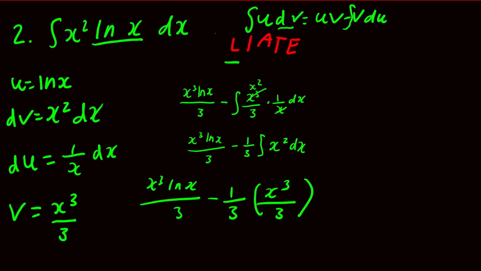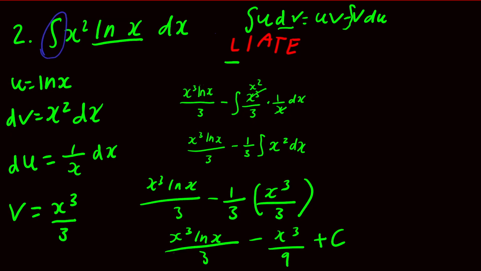We can leave it like this, but I'm just going to simplify one more step further: x cubed ln x over 3 minus x cubed over 9, and then plus c, because we don't have our bounds. So this is an indefinite integral. I hope this is making a little bit more sense as we go. And then our next question, I'll let you see for yourself.